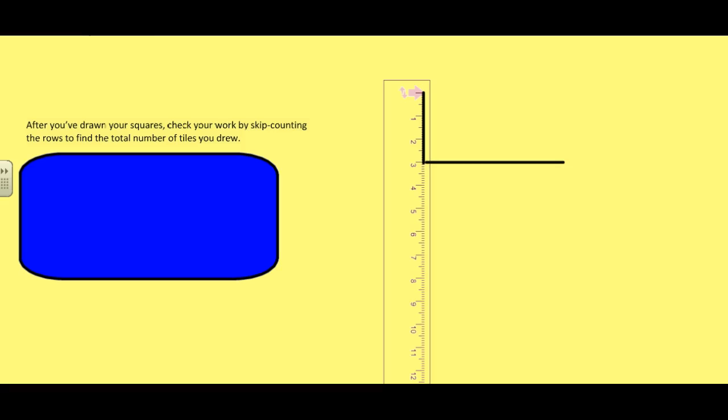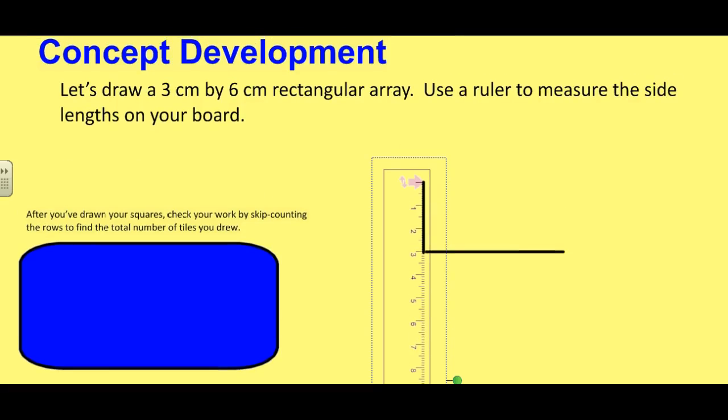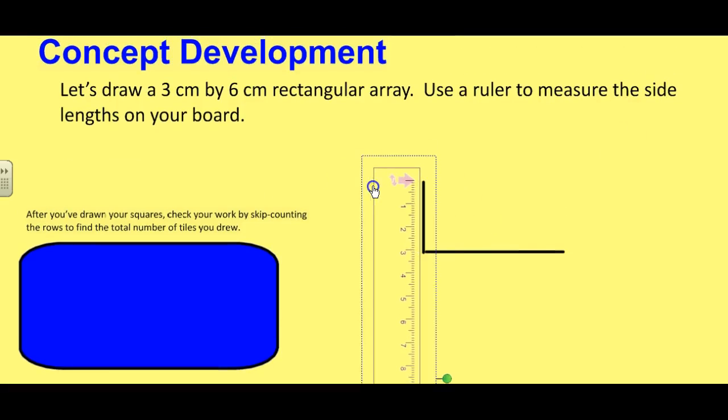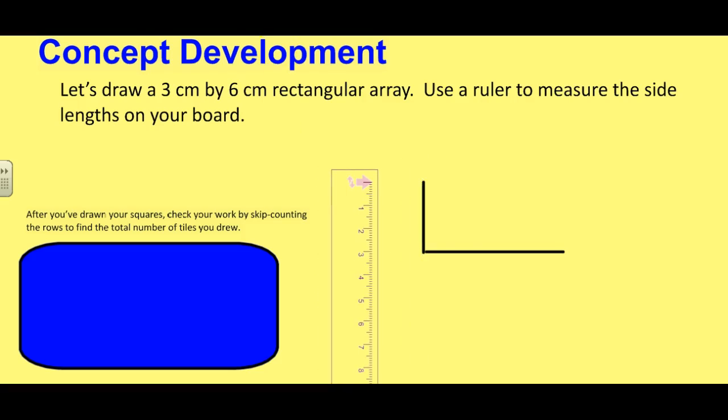just like that. And now, since I know that on a rectangle, opposite sides are equal, all I'm going to do now is take my ruler away, and I'm just going to finish drawing the top and the other side length to match what I have already drawn. So my rectangle is going to look like that, and yours is going to look similar to mine.